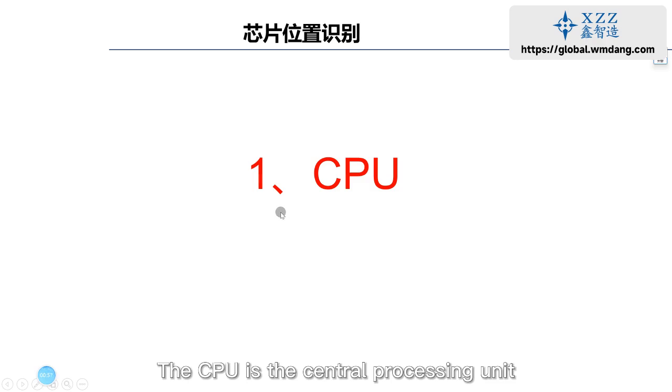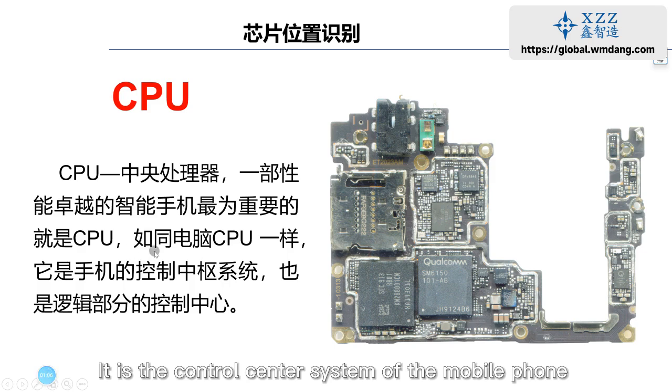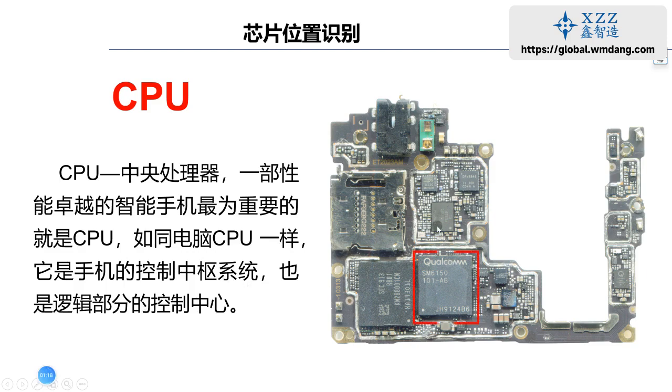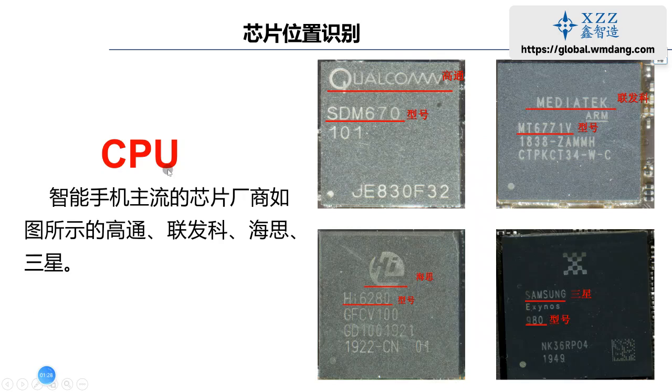The CPU is the central processing unit. The most important thing in a smartphone with good performance is the CPU. It is the control center system of the mobile phone and the control center of the logic part. Here is the CPU. The picture on the right is the CPU of Qualcomm SM6150.